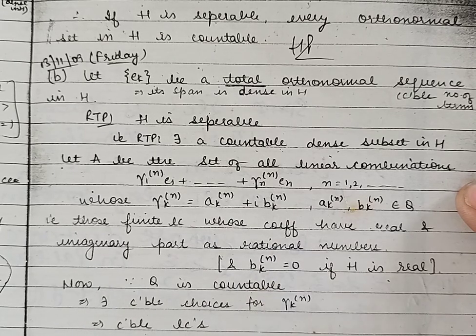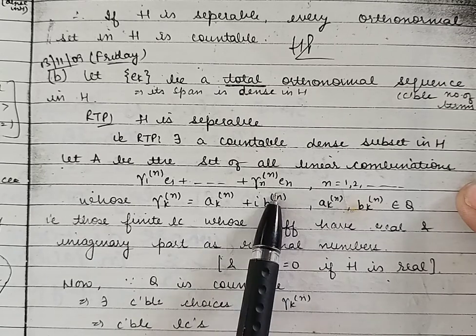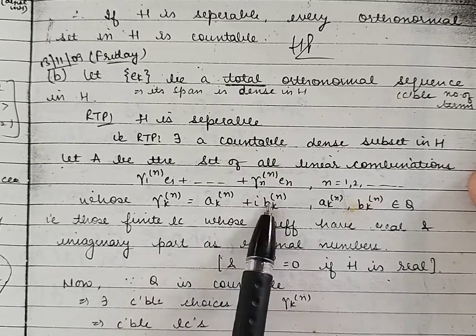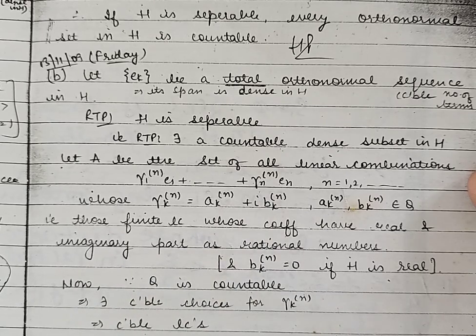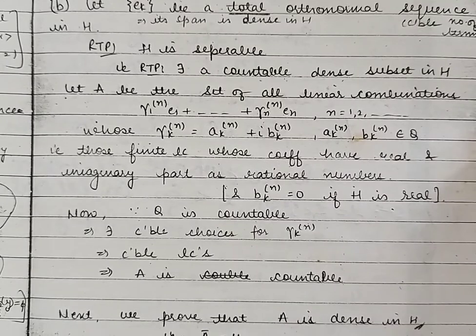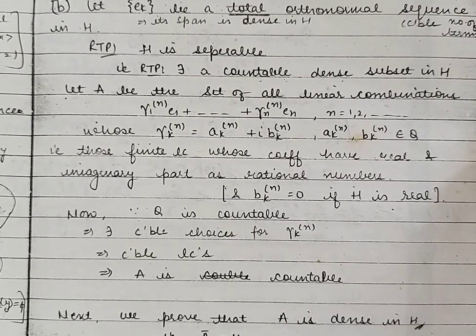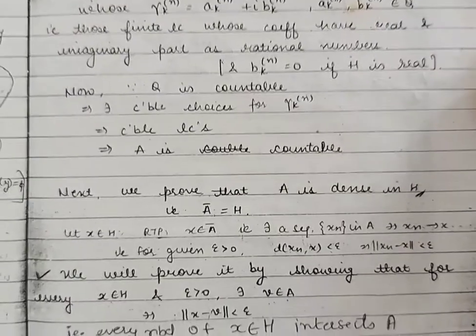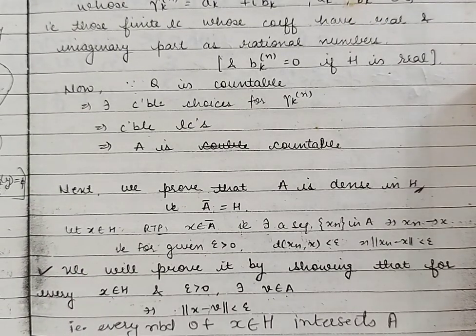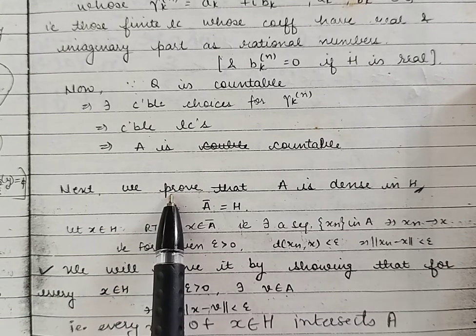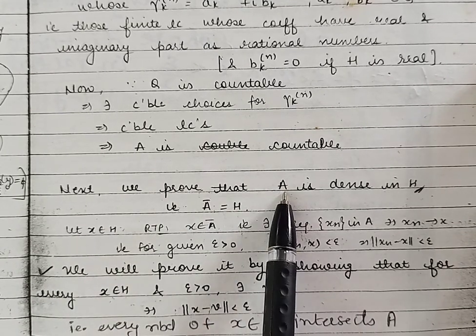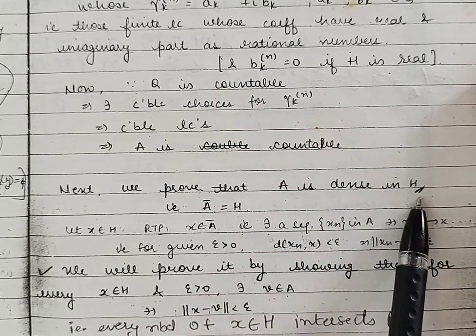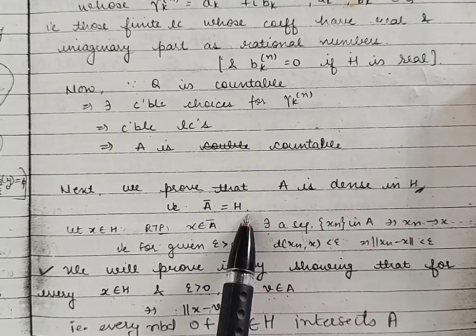And if the Hilbert space is real, in that case this imaginary part will become 0. Here, because we have taken these two numbers as rational numbers, and the set of rational numbers is countable, we have countable choices for these numbers, and therefore we can say that the set A is a countable set. Now we have to prove that this countable set A is dense in H. By definition, A is dense in H if the closure of A is equal to H.